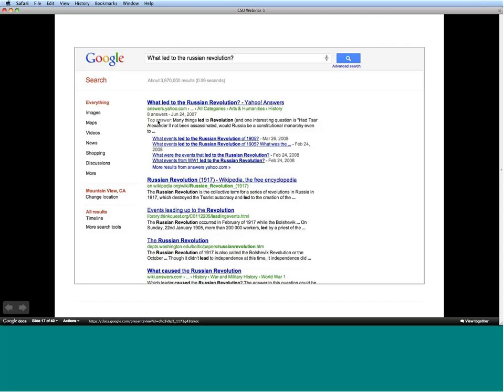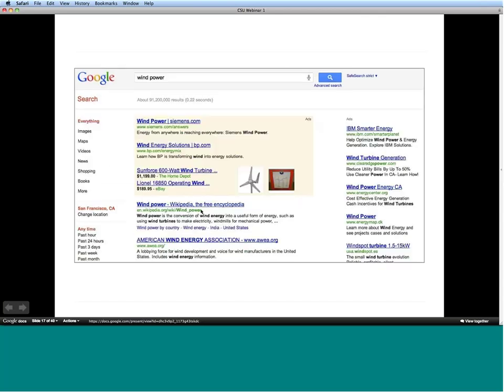Our business is run on the revenue of ads, so we do have ads. But we want to make sure that you only see them when they're a good match to what we perceive your potential need to be. So, for example, on this What Led to the Russian Revolution page, none of these results, which we call natural results or organic results, none of them can be purchased. There's no way to purchase ranking here.